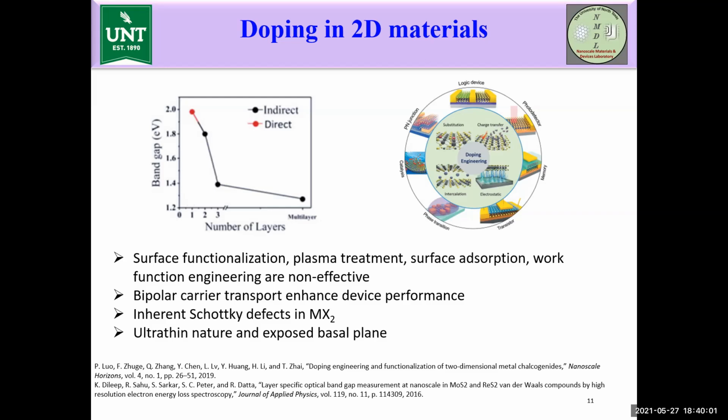And also because of the ultra thin nature of 2D materials, we cannot employ the conventional doping techniques such as ion implantation, which is typically used in the silicon semiconductor industry. And also because the basal plane is exposed completely in case of 2D materials, it becomes easy to dope these materials by charge transfer and substitution processes.